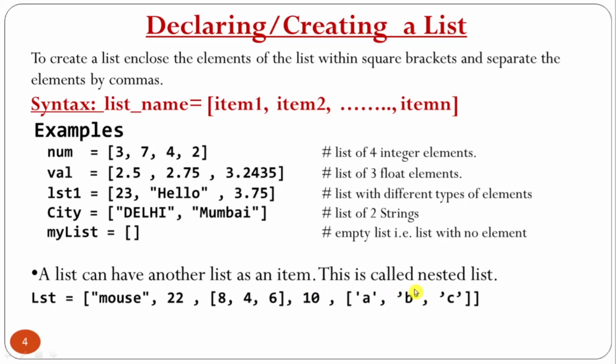Such a list is called a nested list. For example, in this list LST, the first element is mouse, the second element is 22, and the third element itself is another list which consists of 3 elements 8, 4 and 6. The fourth element is 10 and the fifth element is another list A, B, C. Such a list is called a nested list, in which the list item is a list itself.